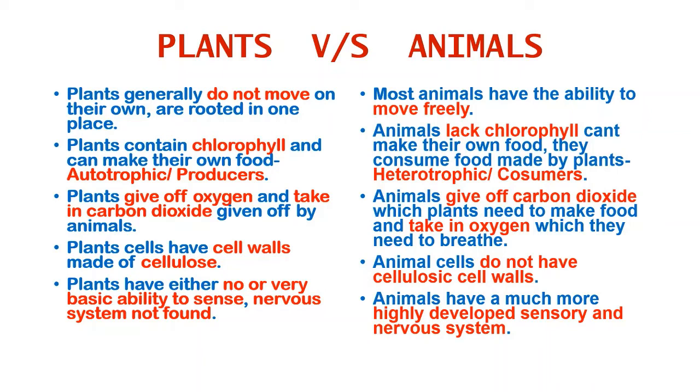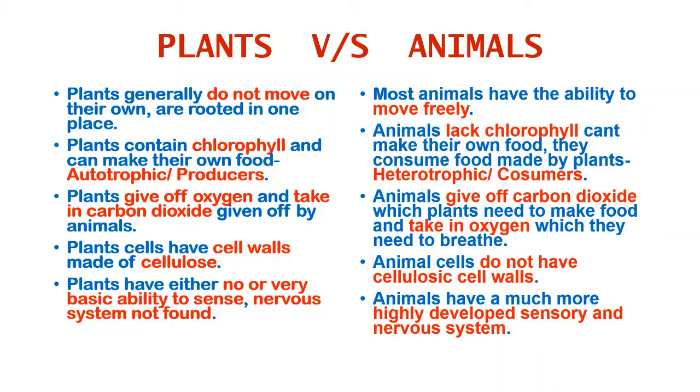Then plants have a green pigment called chlorophyll. In the presence of that, they can make their own food by photosynthesis. So they are called autotrophic or producers. The animals lack this pigment chlorophyll and cannot make their food. They simply consume the food made by the plants. Therefore, they are called consumers. And since they are not autotrophic, they are called heterotrophic.